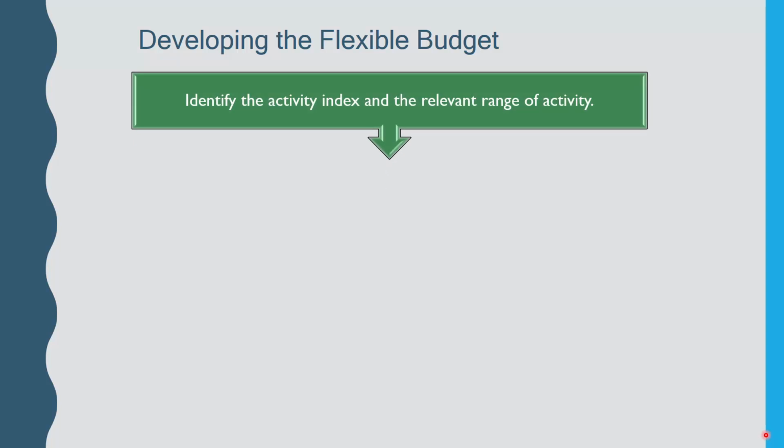So let's look at the steps to developing the flexible budget. The first step is to identify the activity index and the relevant range of activity. Remember, the relevant range is the amount of activity where the costs maintain either their variable or their fixed status.